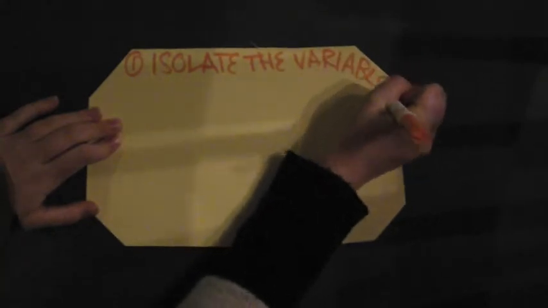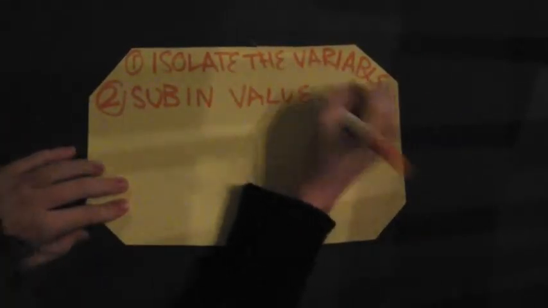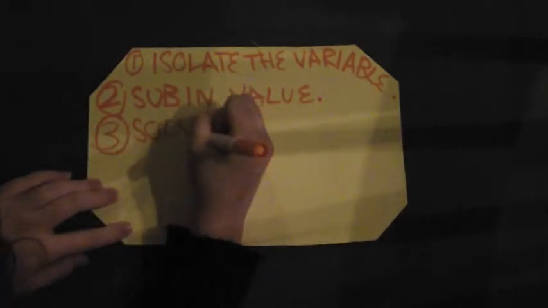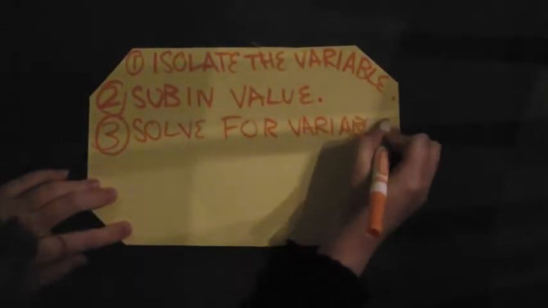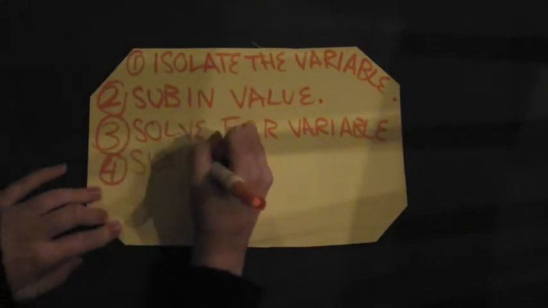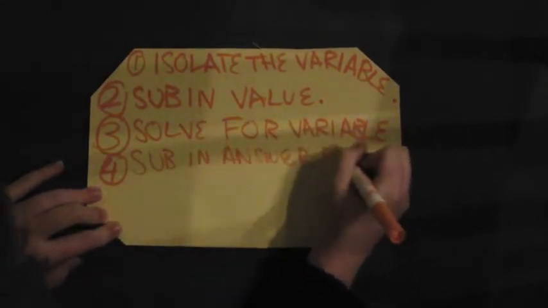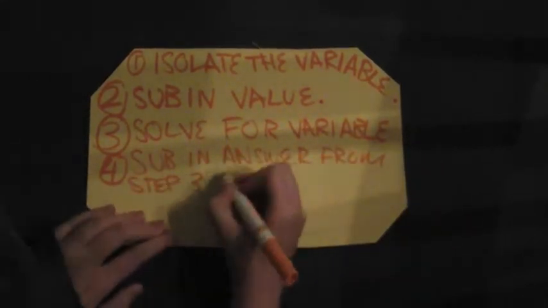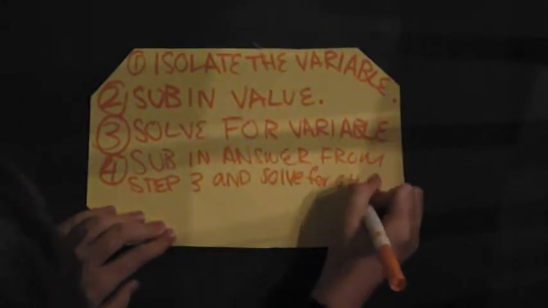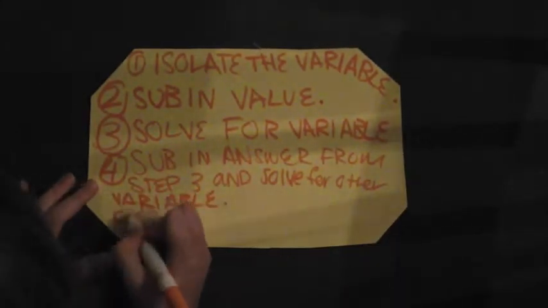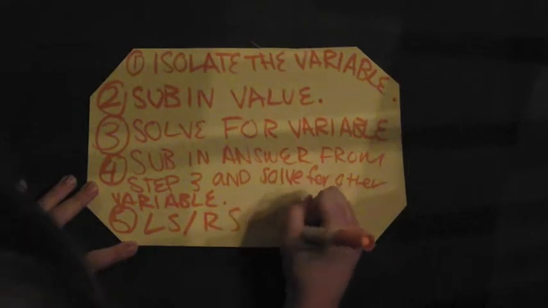Now we are moving on to substitution. There are 5 steps to substitution. Number 1, you have to isolate your variable. Number 2, you sub in the value. Number 3, you solve for your variable. Number 4, you sub in your answer from step 3 and solve for another variable. And finally, step 5, you do your left side, right side check.